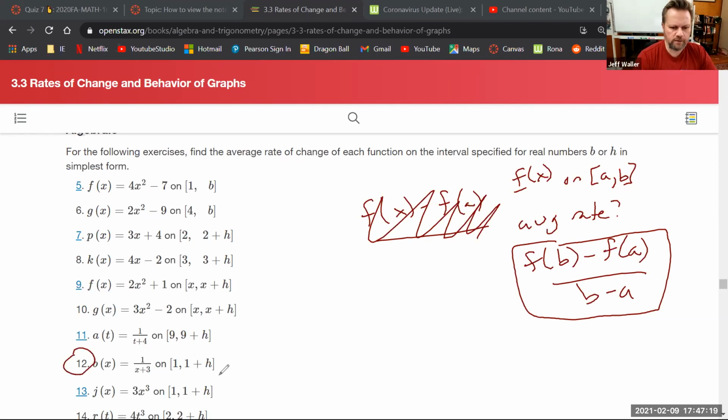Ooh, 12 is yummy. That's always creepy when I say that. All right.